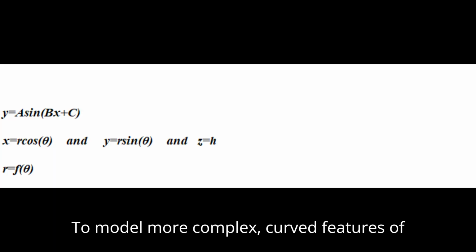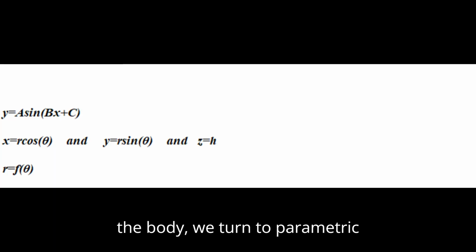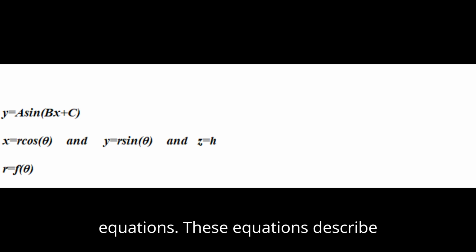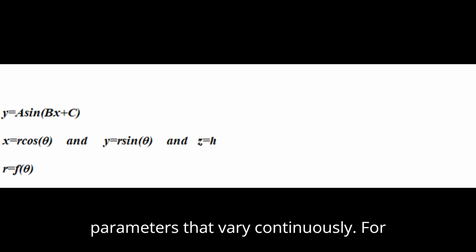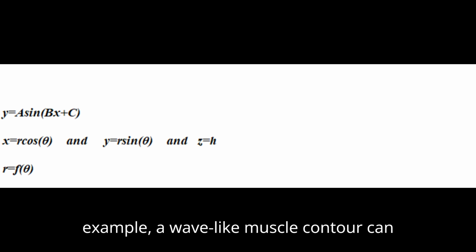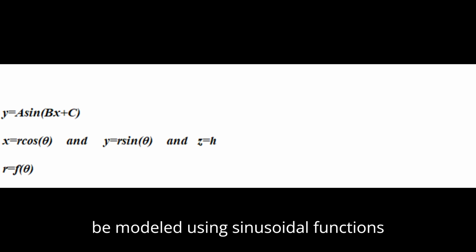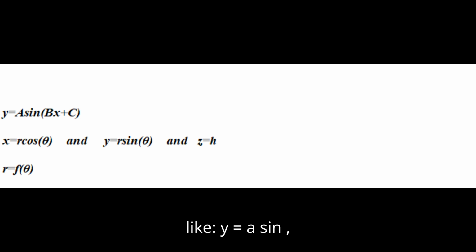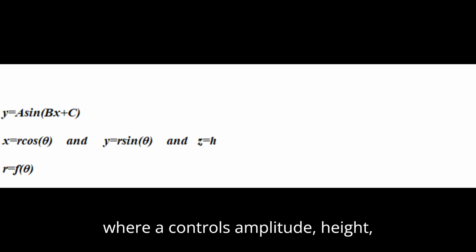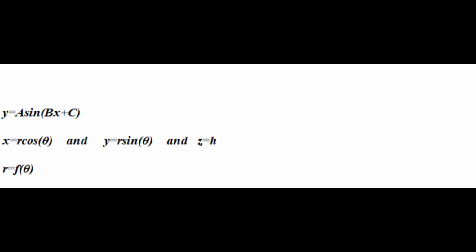To model more complex, curved features of the body, we turn to parametric equations. These equations describe curves and surfaces in terms of parameters that vary continuously. For example, a wave-like muscle contour can be modeled using sinusoidal functions like y = a sin(bx + c), where a controls amplitude, height, b determines frequency, tightness of waves, and c sets phase, horizontal shift.